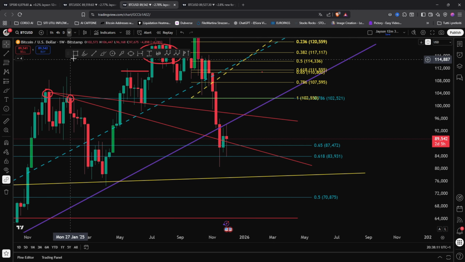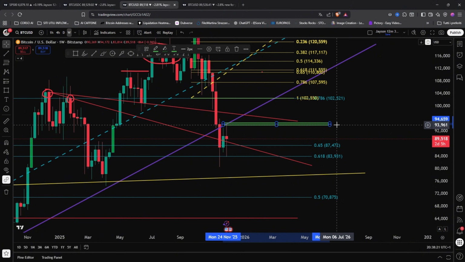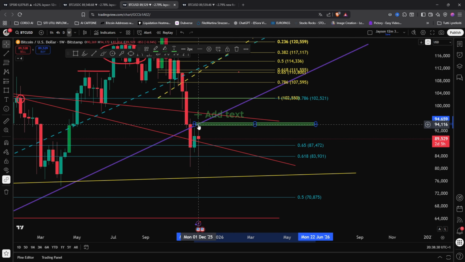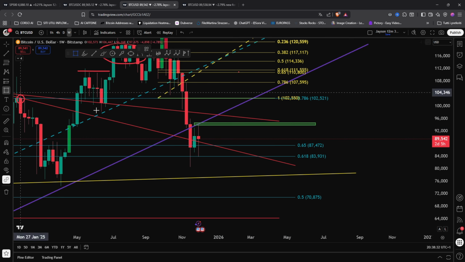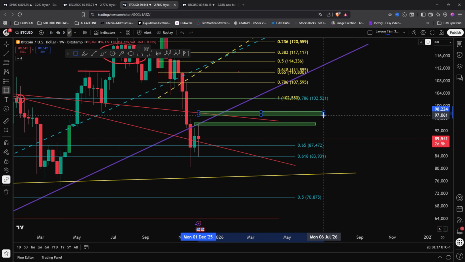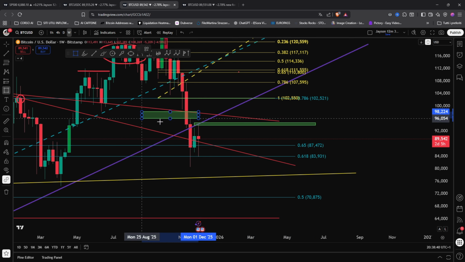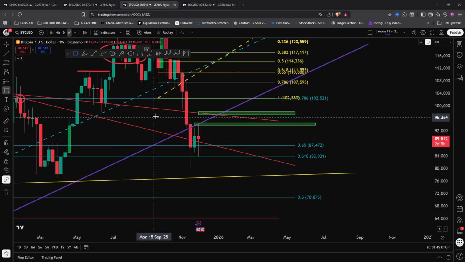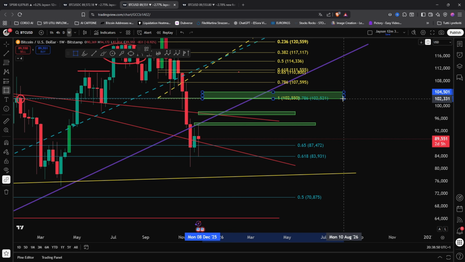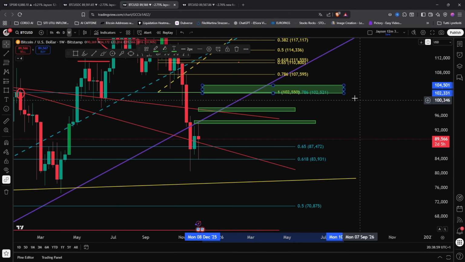Just to recap, we have this level of resistance, 93, 95K, that we have already tried to break. Then we have this one around 97, 98K. Then we have this level, guys, between 104 and 102. And let's see, I have now the crystal ball.